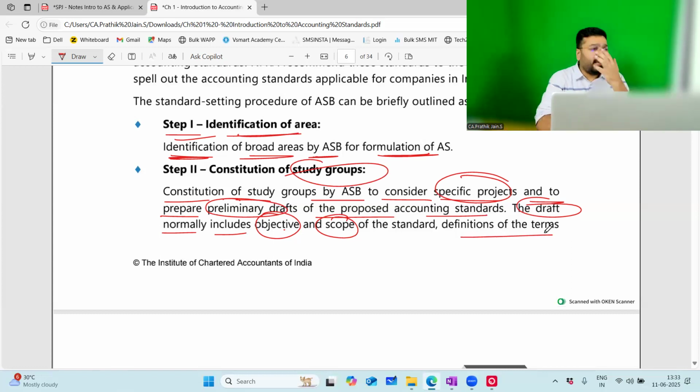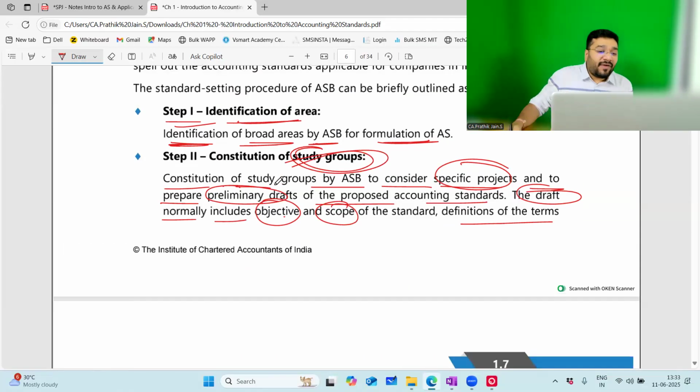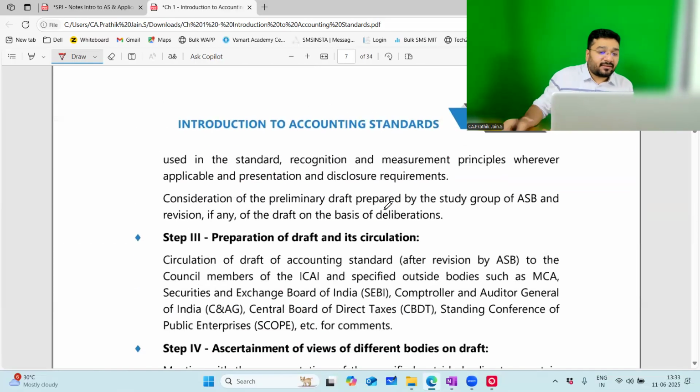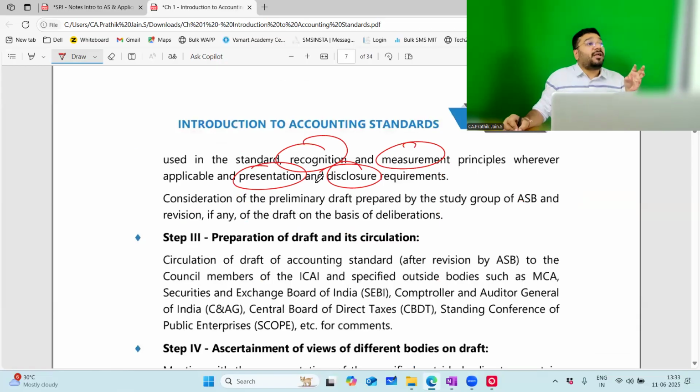What are the definitions in AS2, in AS3, cash flow statement? They have to explain what is cash and cash equivalent. What is investment activity? What is finance activity? The detailed explanation should be given. So who does all this? These study groups. They define the objective, scope, definition of the terms in that AS, how to recognize, how to measure. Everything has been disclosed. How to present, how to disclose. Each and every standard talks about all of these items.